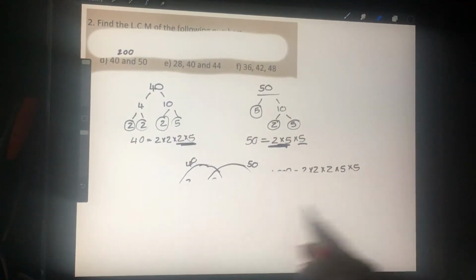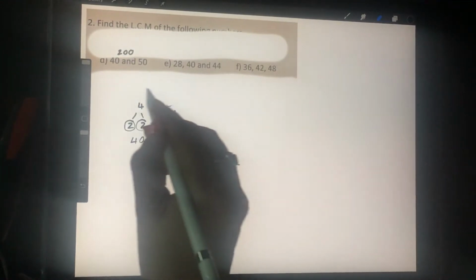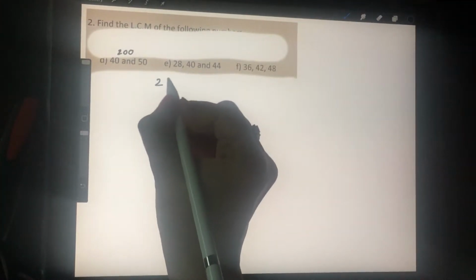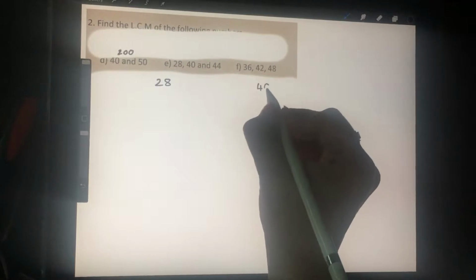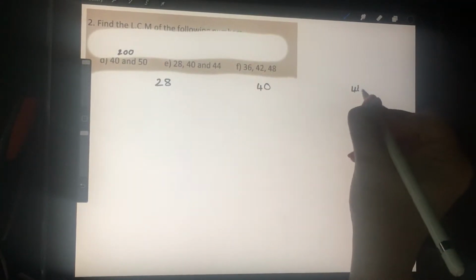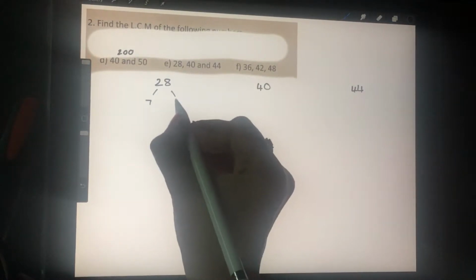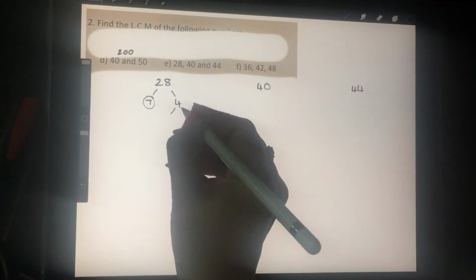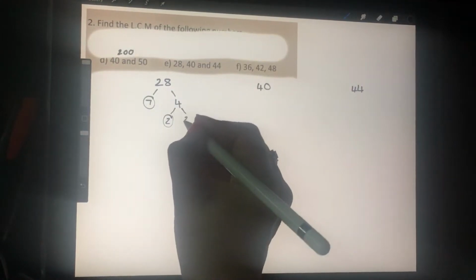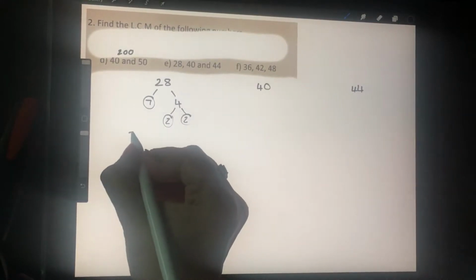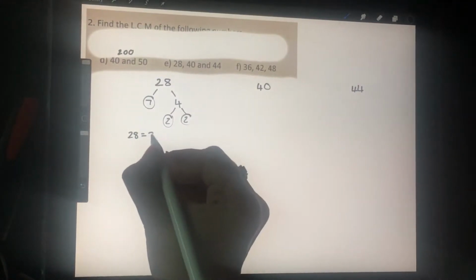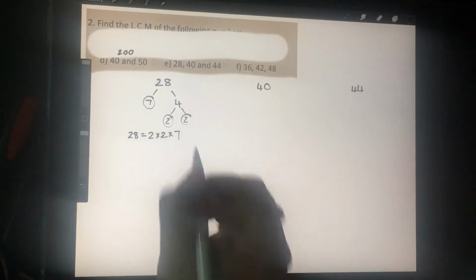Right. Now for number E, it looks a little bit difficult because you've got 3 numbers. But the basic principle stays exactly the same. You have got 3 numbers that you have to rewrite into prime factor decomposition. Okay, so we are going to break up 28 into 7 times 4. 7 is a prime number. So we're going to break up 4 again into 2 and 2, both prime numbers. So if we have to rewrite 28, we can say 2 times 2 times 7.